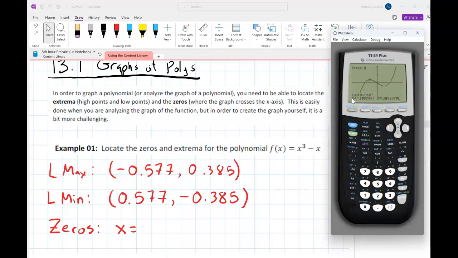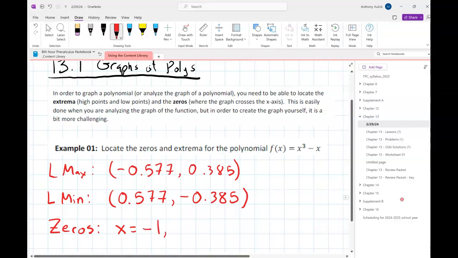It's going to ask us the same 3 questions. So I'm going to find this 0 first. I'm going to move my cursor using the left arrows to be on the left side of the 0, so that looks good. I'll press enter. And then I'll move my cursor somewhere to the right of the 0, press enter. And as long as there's only 1 zero in between those left and right bounds I chose, my guess doesn't matter, so I'll just press enter, and I get x equals -1. Everybody's cool?